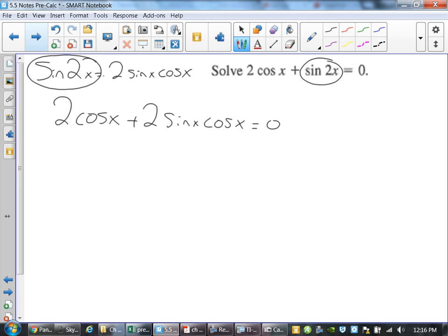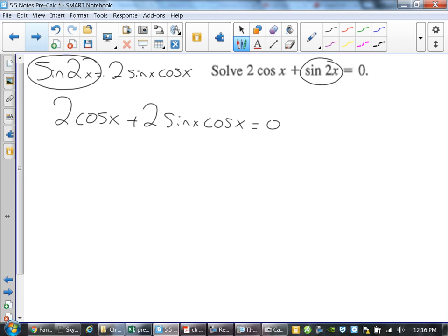I use the formula. The sine of 2x is a double angle. Double angle tells me I can break it into 2 sine x cosine x. That's how it breaks it apart. It's kind of like when we did some of the trig identity things, when you simplify and verify, where you break things apart into easier things to work with. It's kind of the same basic idea.